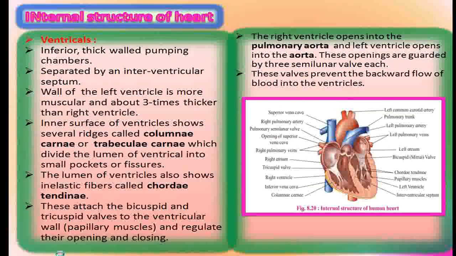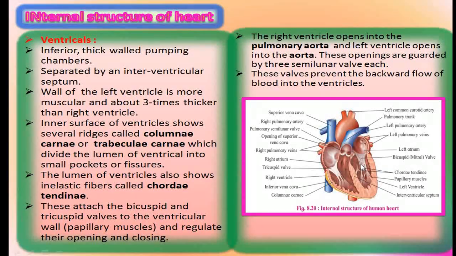Here in this figure, the tricuspid valve is here, which contains three flaps or cusps. Hence it is called the tricuspid valve, which is located between the right atrium and the right ventricle, and which also prevents the backflow of blood from the right ventricle to the right atrium.